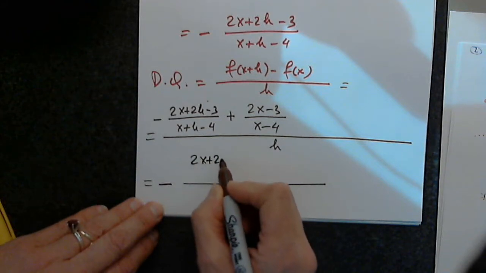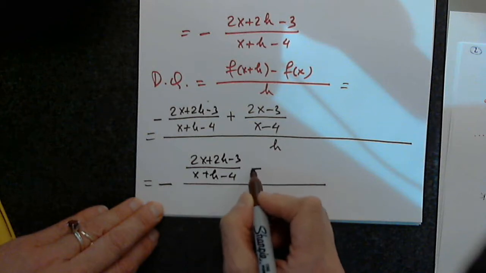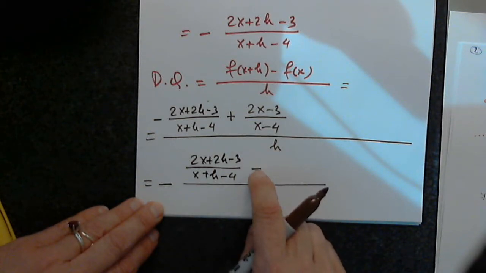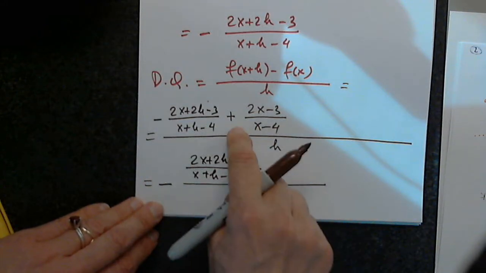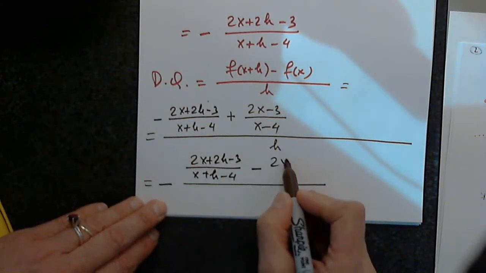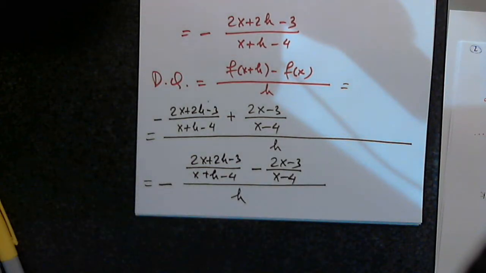So 2x plus 2h minus 3 divided by x plus h minus 4. But don't forget to change the sign here, because you are pulling out -1. If you're pulling out -1 from the first one, you have to pull it from the second one. And that changes into 2x minus 3 over x minus 4, divided by h.